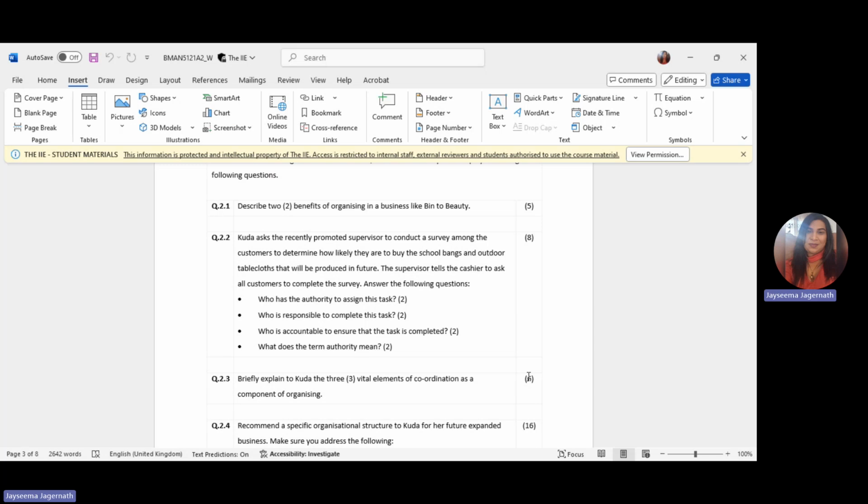When you're answering this question, just remember authority is something that is given to a person by the organization to delegate responsibility to somebody else, which means to give or transfer responsibility to somebody else. Responsibility can be delegated, but accountability can never be delegated.